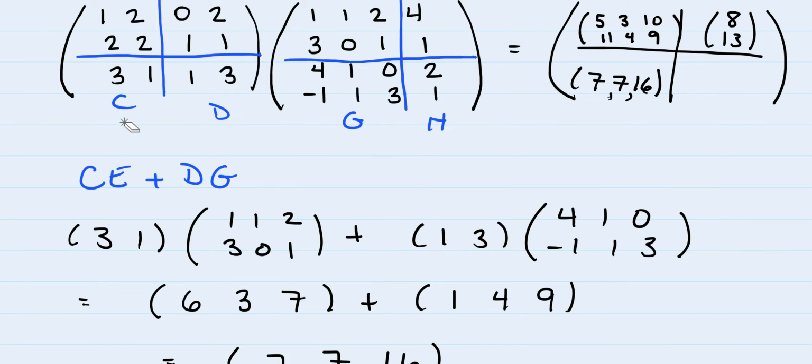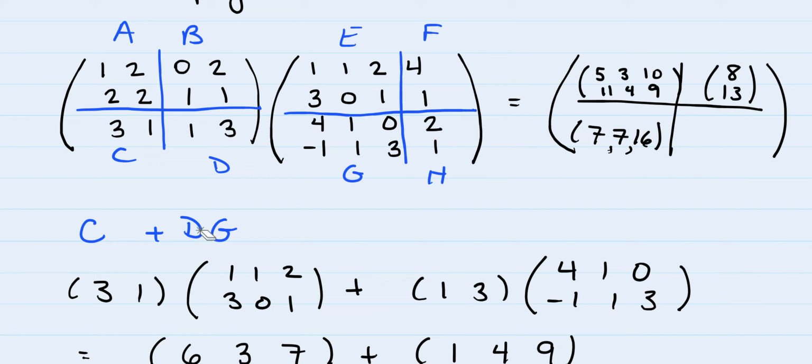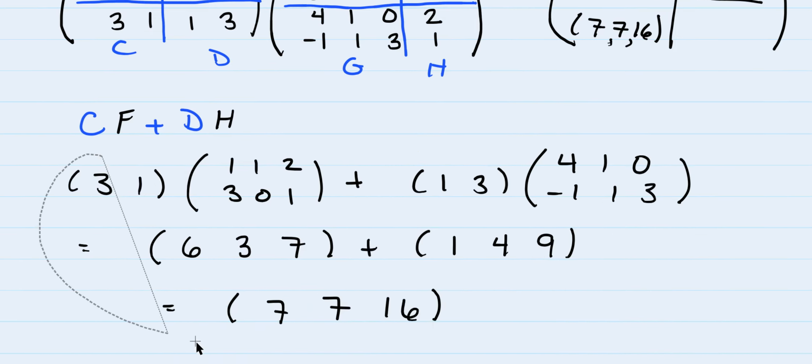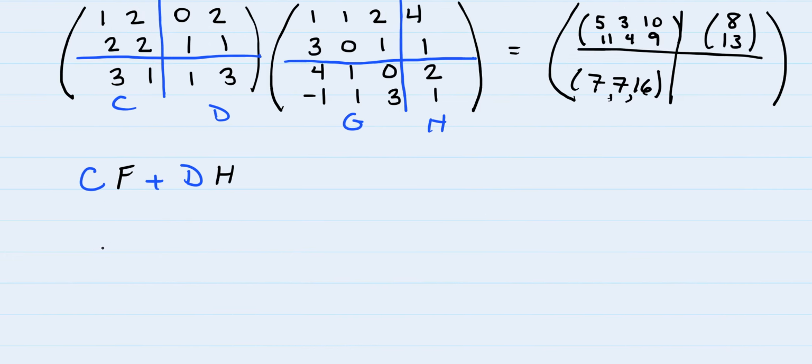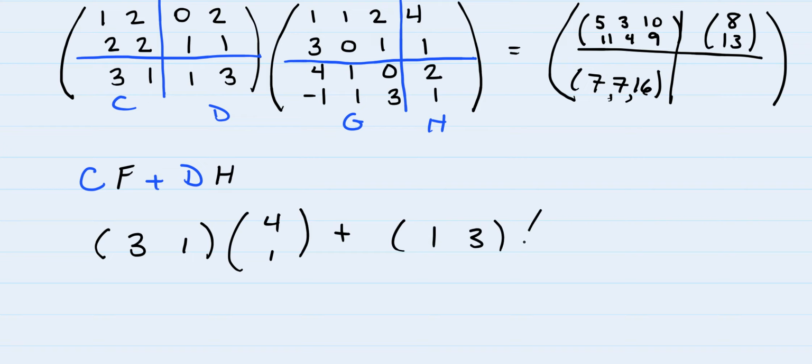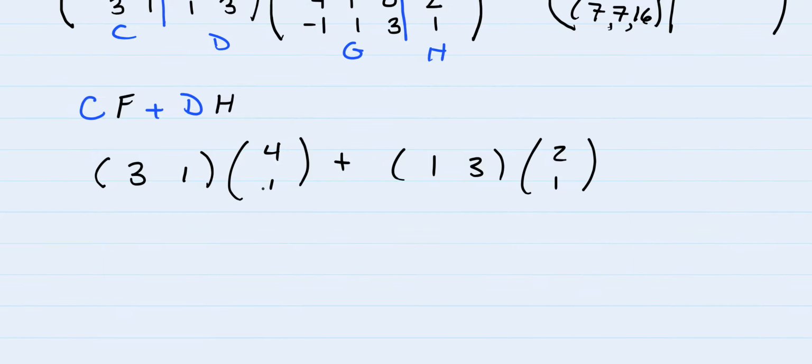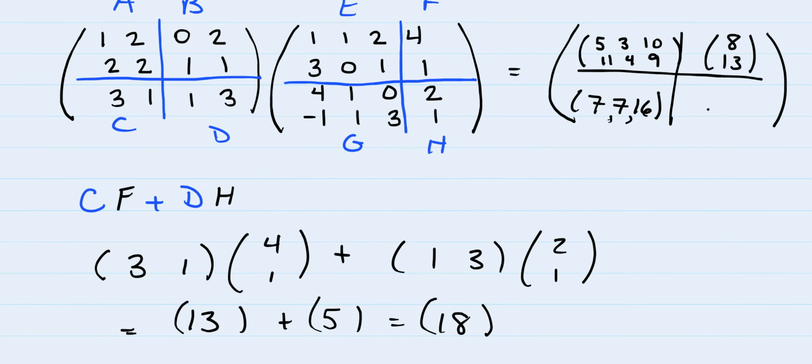And then we just have to do one more, which is C with F and D with H. So erase this. So we'll have 3, 1 times 4, 1 plus 1, 3 times 2, 1. This is 13 plus 5, and we just get 18. And that goes here.